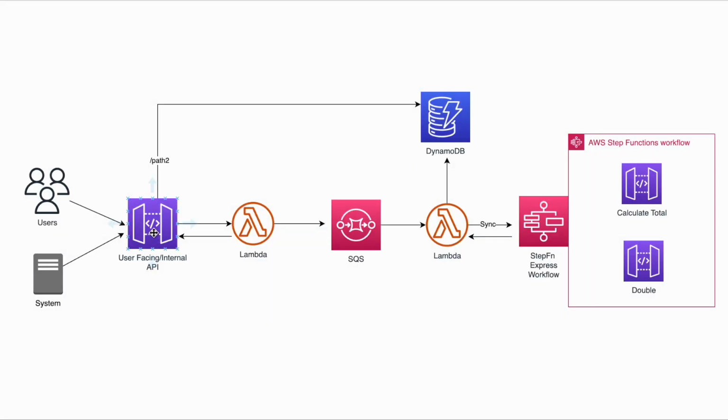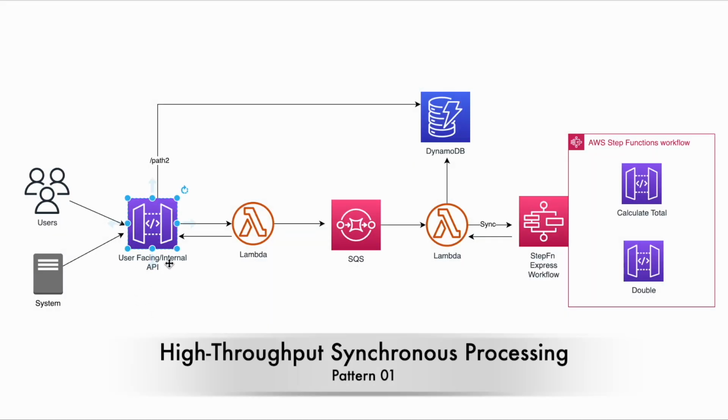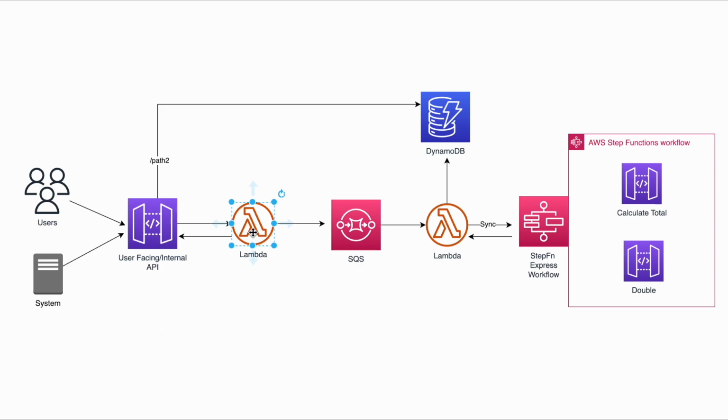So let's imagine you have an API. This could be a user-facing API or an internal API. This API will have a Lambda function, and this Lambda function will add messages to an SQS queue. Now let's say you get so many requests from your users or from other systems, and this is high volume. So what we'll do is use a Lambda function to put all these high volume events or messages to the SQS queue so we can process them accordingly.